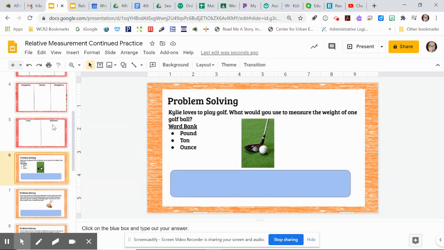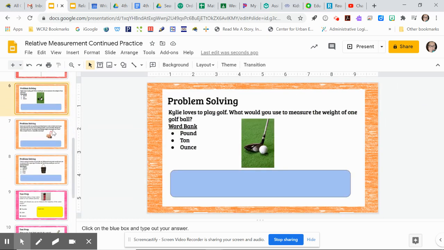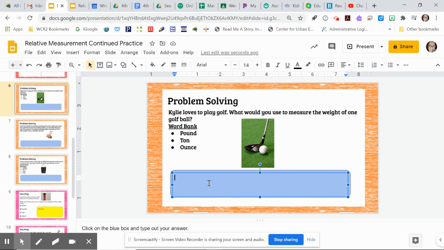What's different about these slides than the ones you practiced the other day is that it gives you a sort of word problem, but it's simply giving you a scenario. A scenario sets up a real life situation. So Kylie loves to play golf. What would you use to measure the weight of one golf ball? Would you use a pound, a ton, or an ounce? And then here you're going to double click and you're going to say a golf ball.